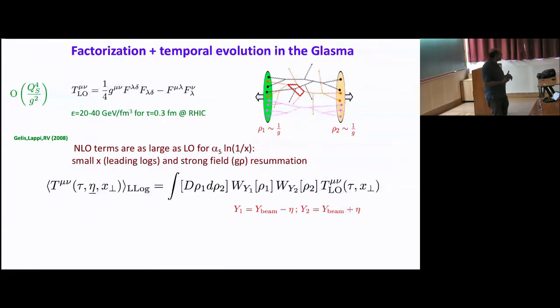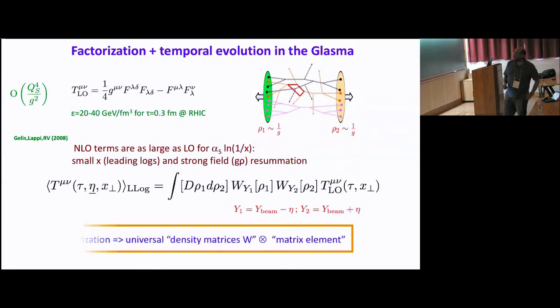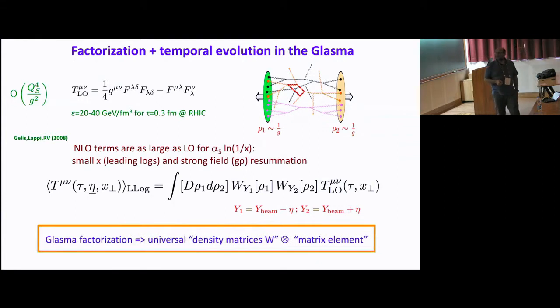So one has mathematically shown to some order that you can actually compute this. Okay? So I'm almost done. So essentially, Glasma factorization is a product of these universal density matrices W that you can, in principle, extract from deep inelastic scattering of nuclei, and you could use in computing things in heavy-ion collisions.